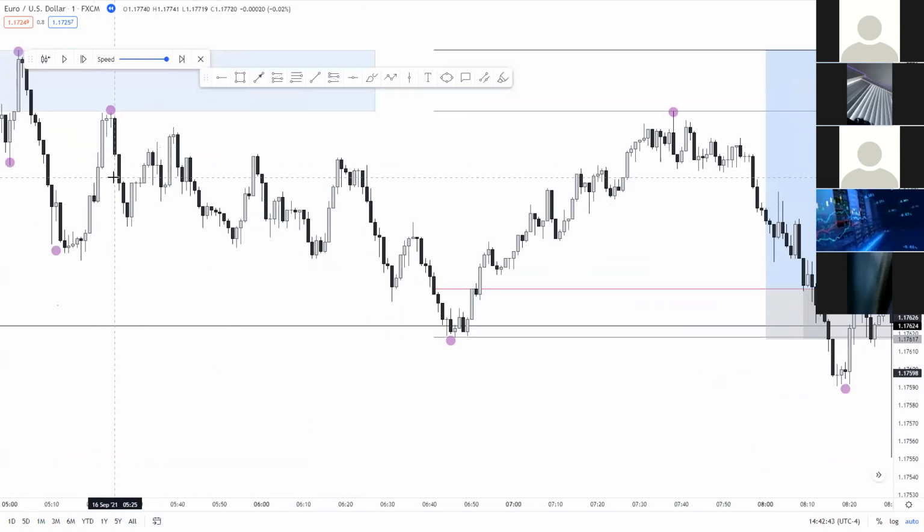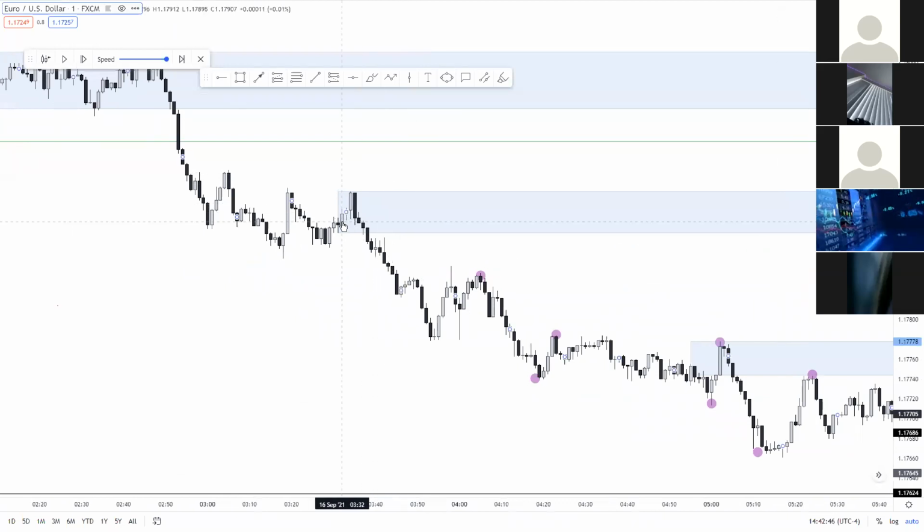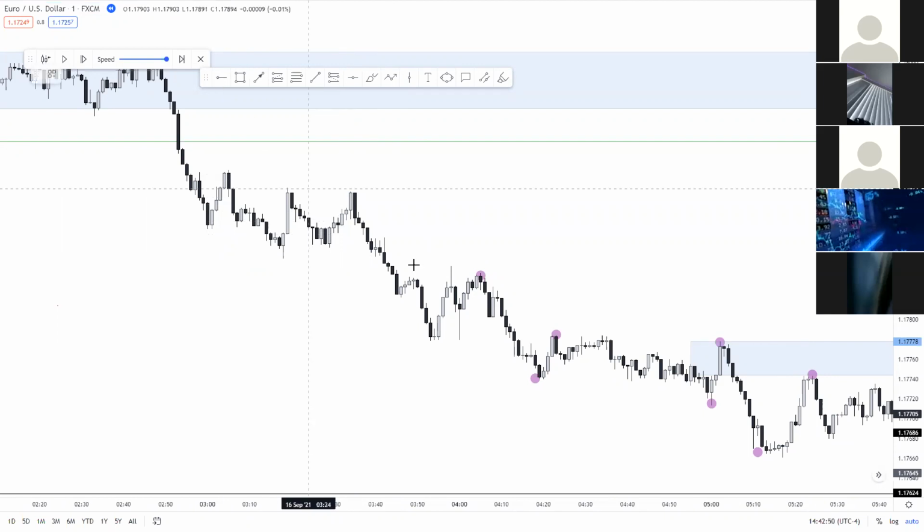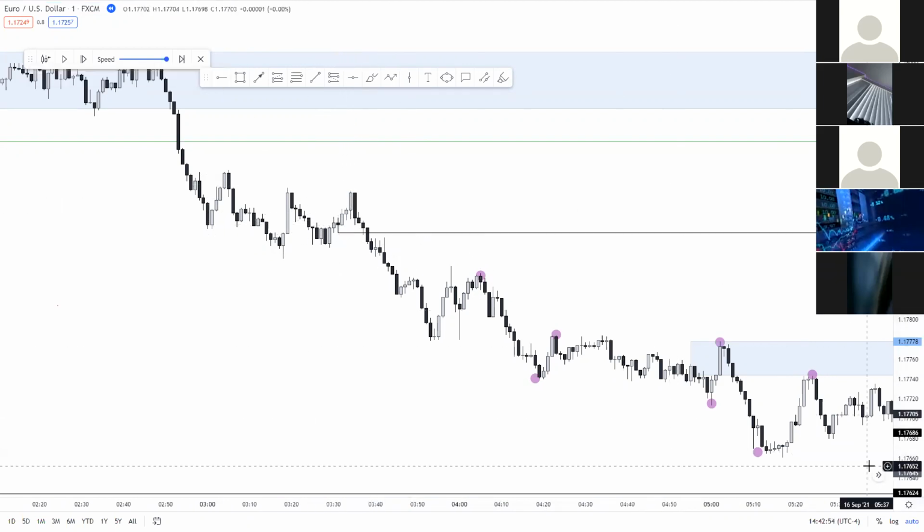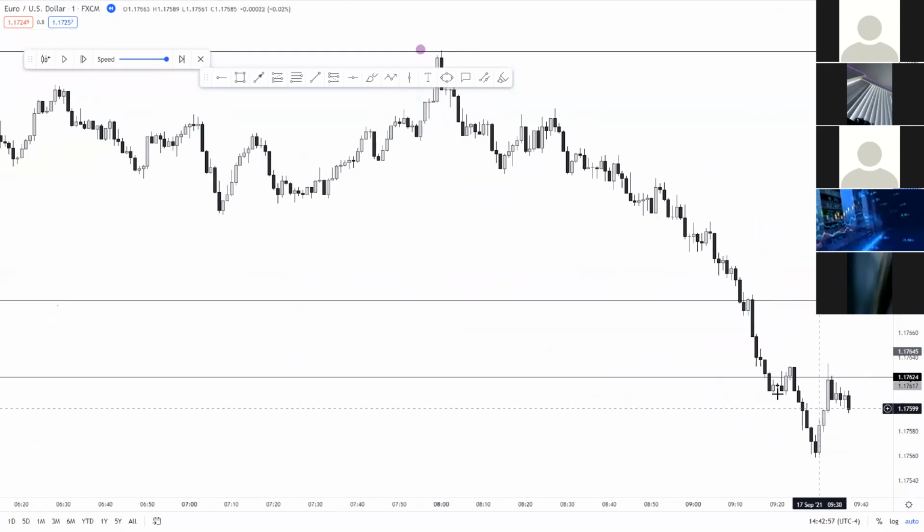I'll get rid of the box and put a line. So that's because this is a leg, pullback, leg. This is like the literal last buy to sell starting at this wick. That's probably what price came into. Yeah.